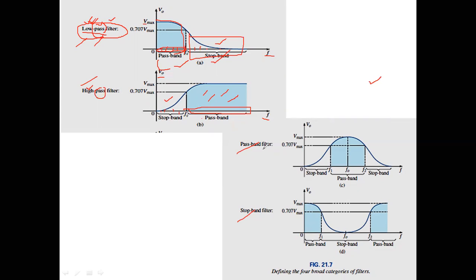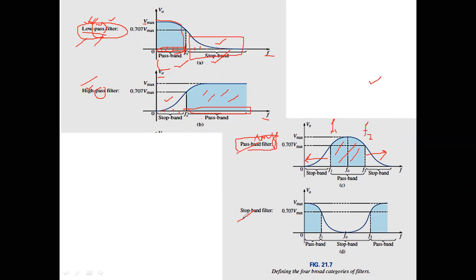Pass band filter means it passes a band. Band means a specific range of frequencies, and blocks the rest of the portion. For example, if you want to allow the frequency from f1 to f2, so this region has been passed out, while the rest of the region below f1 and above f2 has been blocked by this filter. So this is the quality of pass band filter.